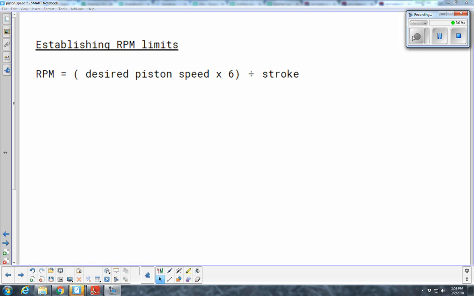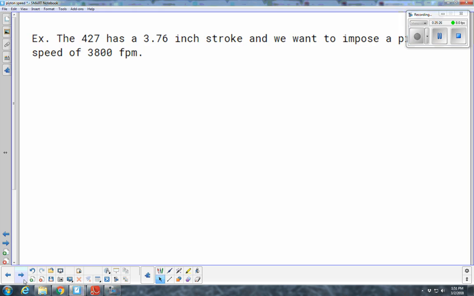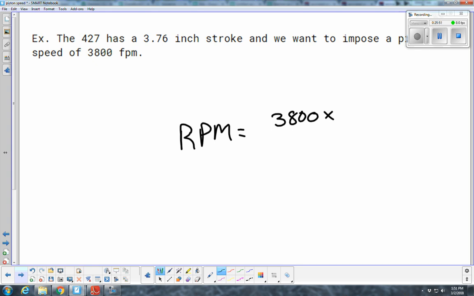Let's see if we can work this problem out here. It's pretty easy to do. We're going to do a 427 and it has a 3.76 inch stroke, and we want to impose a limit of 3,800 on the piston speed. So RPM equals 3,800 times 6 divided by stroke, which is 3.76. And you just got to type that in, and then you're done.